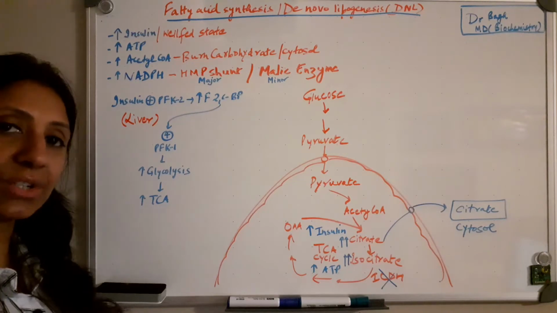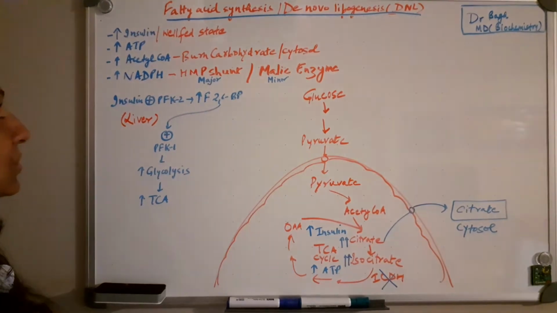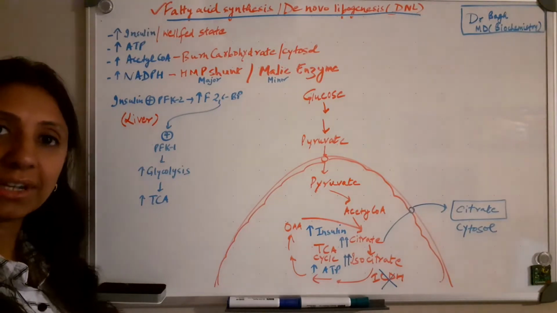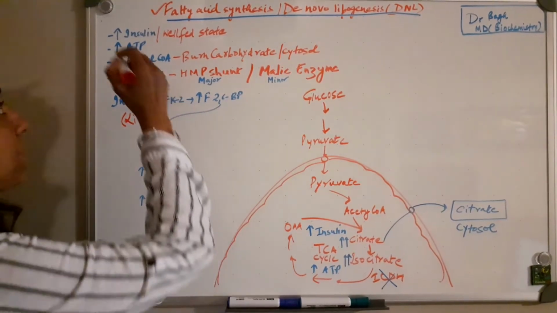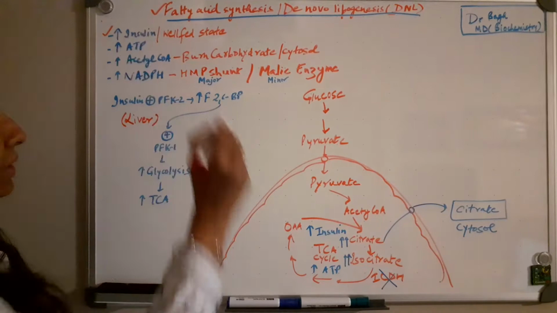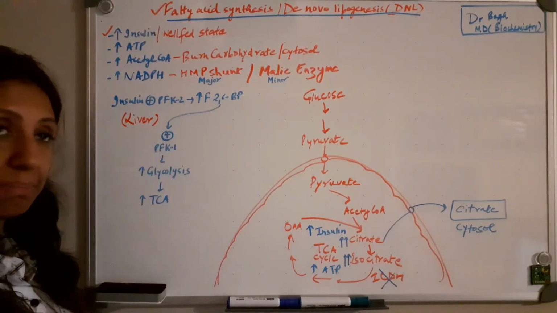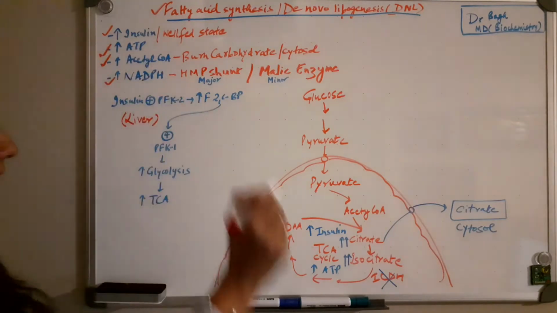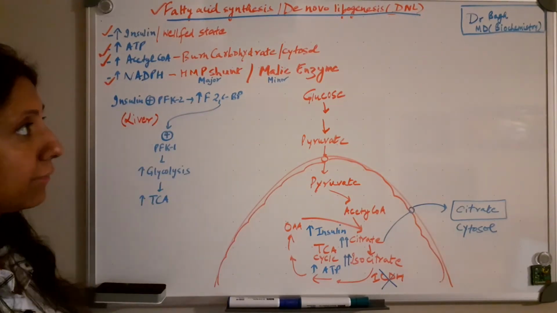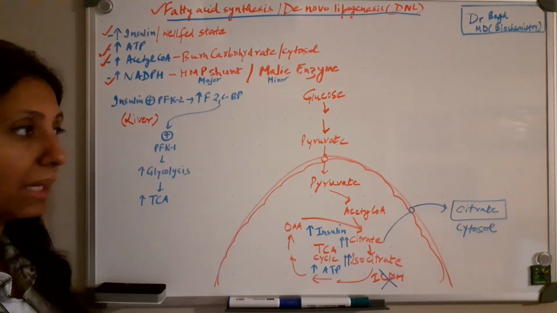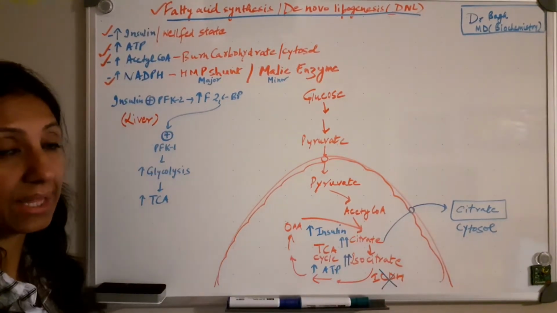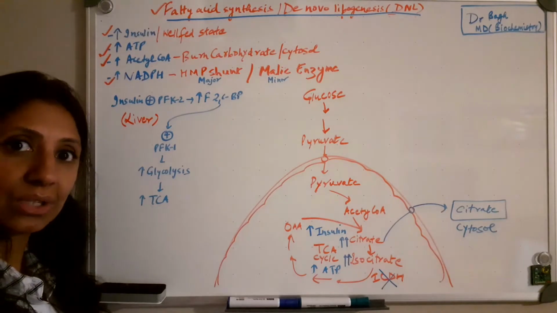As you know, we are talking about fatty acid synthesis, also known as de novo lipogenesis or DNL. You know very well by now that fatty acid synthesis is a well-fed state pathway which requires a lot of insulin and ATP and acetyl-CoA as well as NADPH. We know that for fatty acid synthesis to begin, you have to make acetyl-CoA available in the cytosol. How do you achieve that?